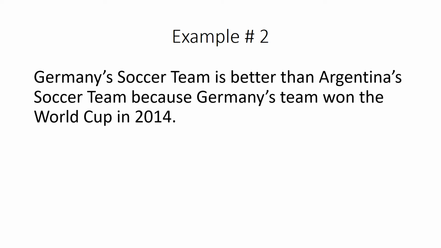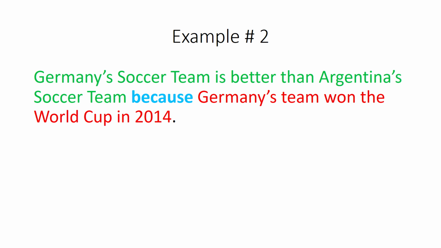First, we look for the inference indicator. And in this sentence, it's the word because. What follows because is a premise, meaning evidence or a fact. So Germany's team won the World Cup in 2014. That's a fact. Google it. Look it up. Then the conclusion, Germany's soccer team is better than Argentina's soccer team.